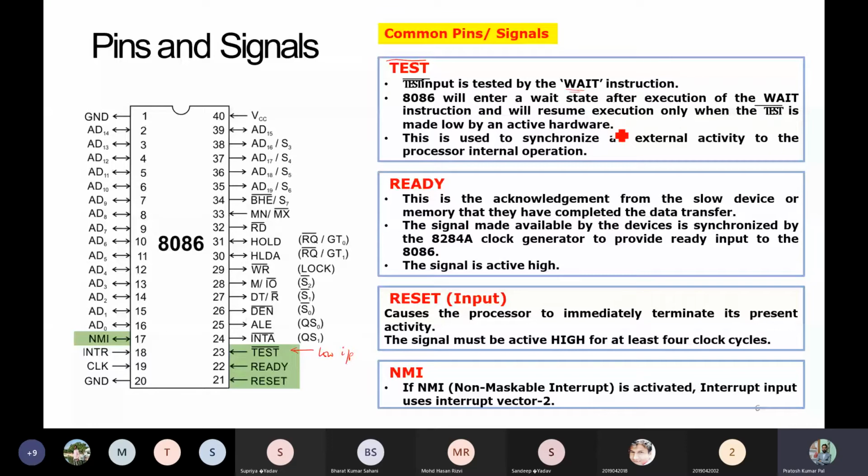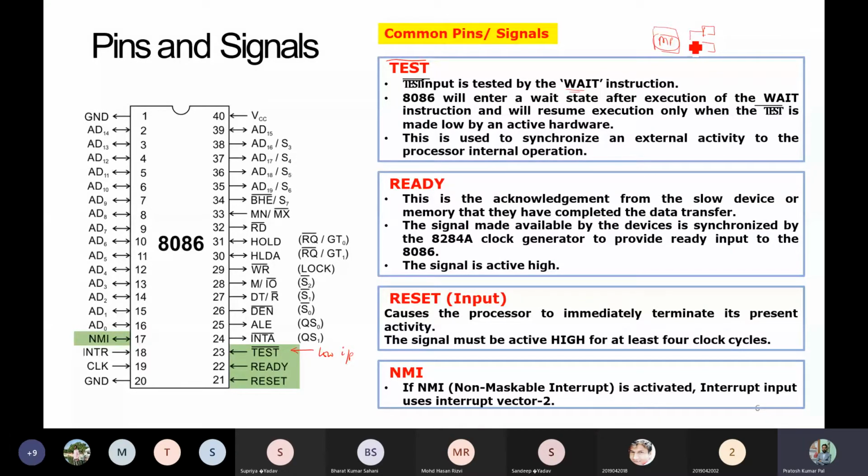So this wait is basically done to synchronize any external device. If any external device or memory is going to communicate with the microprocessor, and there is some speed difference or delay in this communication, the microprocessor is provided a wait signal, so that till the external device reaches the speed of the microprocessor, the microprocessor is made to wait.